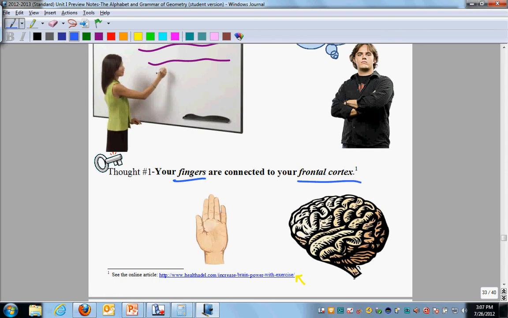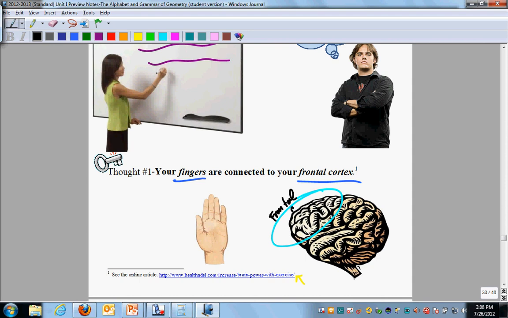Now, some of you don't even know what the frontal cortex is. Here's the brain. I'd like you to circle, please. Use your pencil and circle the front part of your brain on the paper. That is the frontal cortex.